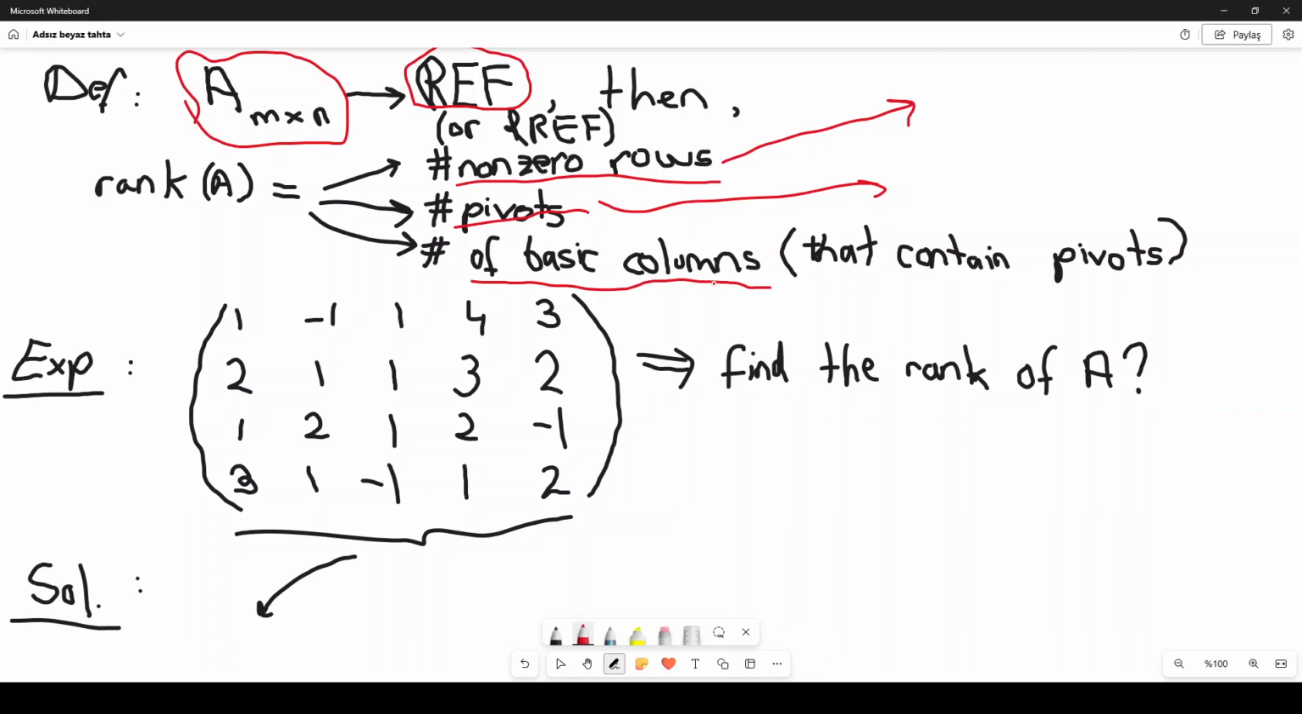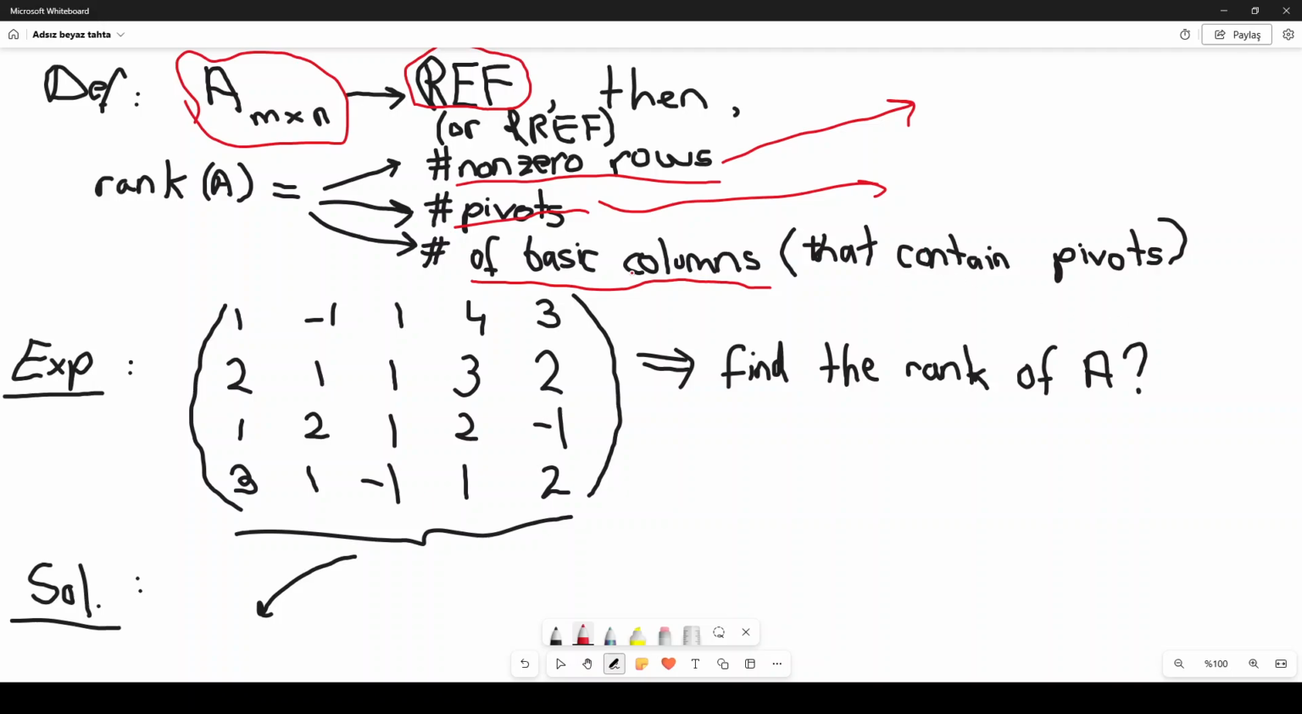And another way is the number of basic columns. A basic column is nothing but a column that contains pivotal positions. So if you call a column a basic column, then it means it contains one of the pivots that we have found after we are done, of course, with the elimination process. Okay, so there are three possible alternatives that we can use to find the rank of a given matrix.